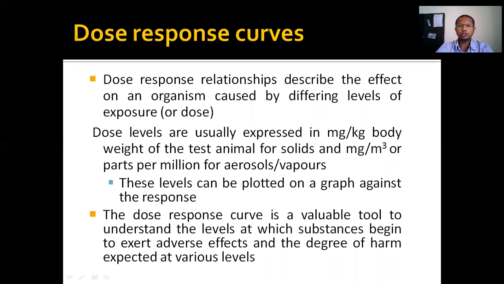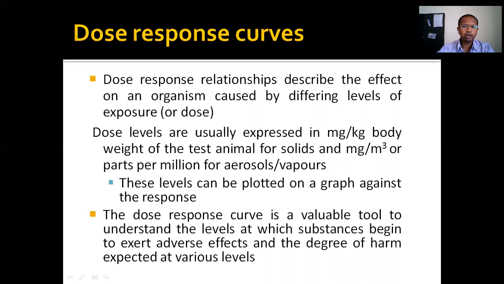So dose levels are usually expressed in milligram per kg, because these are smaller animals, rats or mice, which we are using, and we need to find the ideal dosage so that the animal will not die in our experiments. These levels can be plotted on a graph against the response. For example, we take 5 milligram in the initial part, later 50 milligram. But it is very difficult to plot such responses.